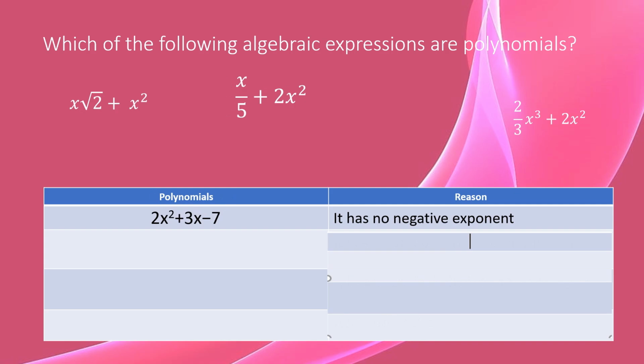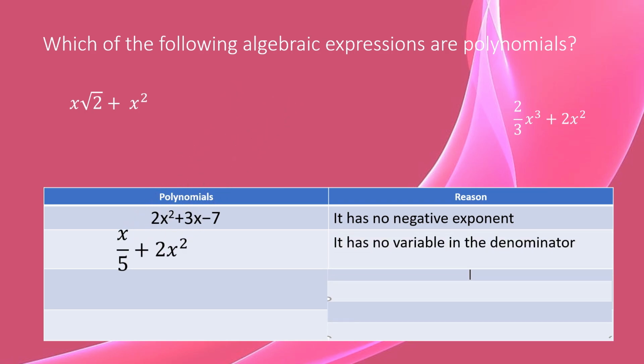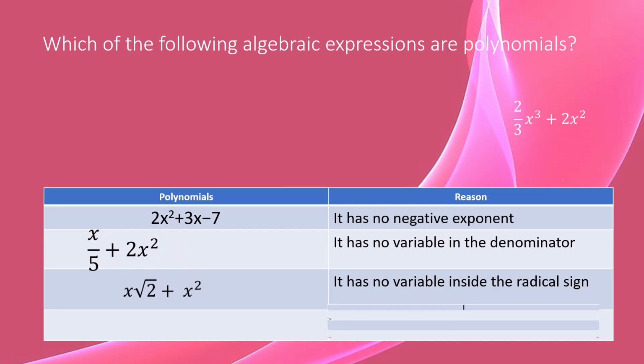The first one, we have 2x squared plus 3x minus 7. So it has no negative exponent. x over 5 plus 2x squared. It has no variable in the denominator. The 5 in the denominator is a numerical coefficient. x square root of 2 plus x squared. Square root of 2 is a numerical coefficient. So this is a polynomial.